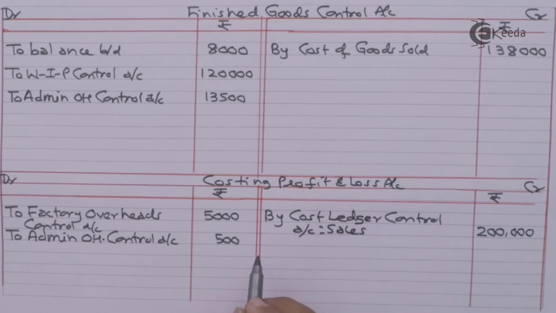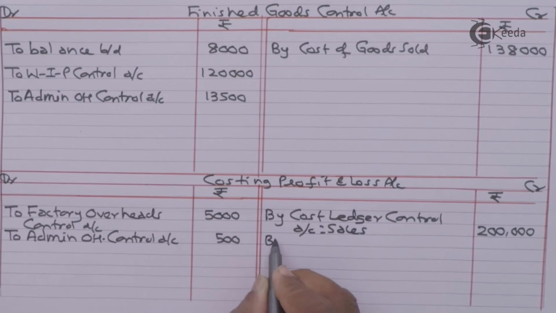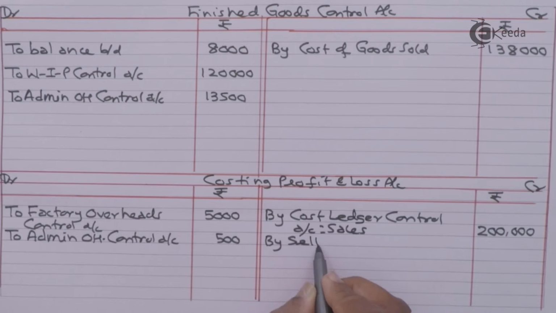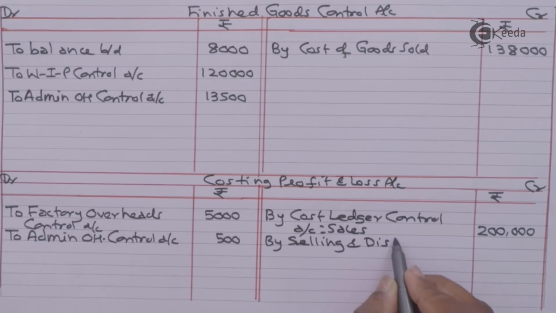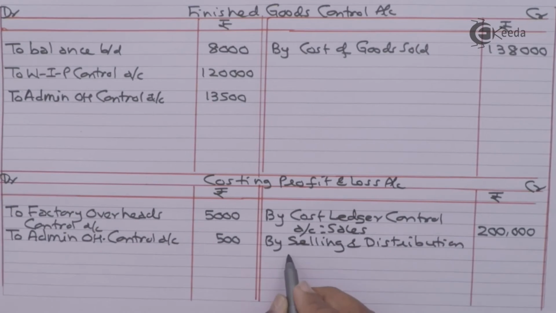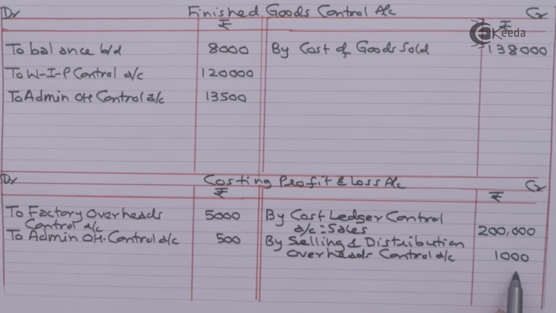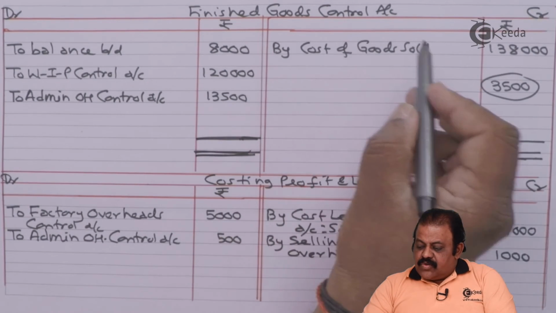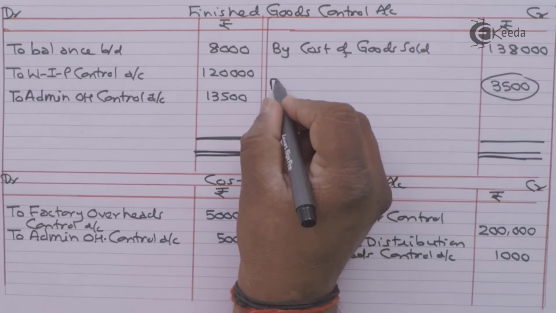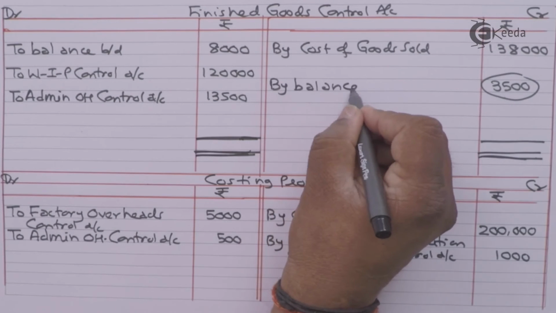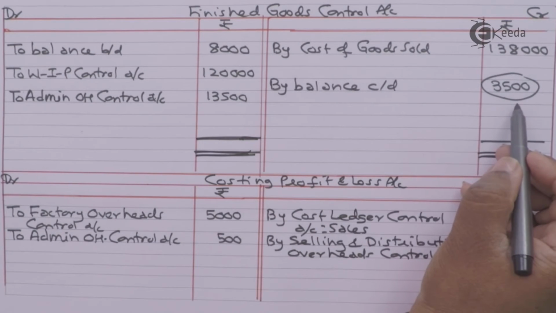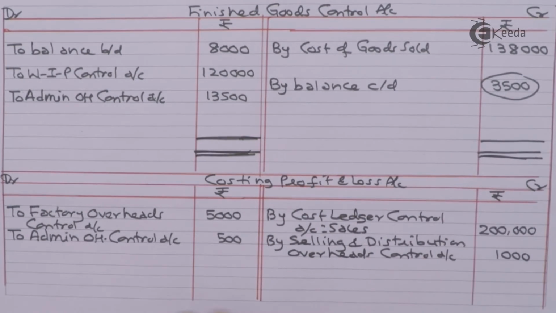Costing profit and loss account on credit side, by selling and distribution overheads control account rupees 1,000. Closing balance of finished goods 3,500. This will be transferred to trial balance.